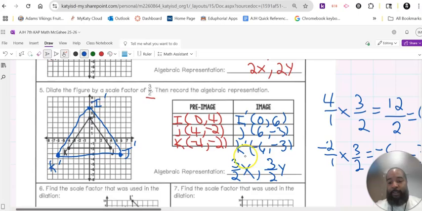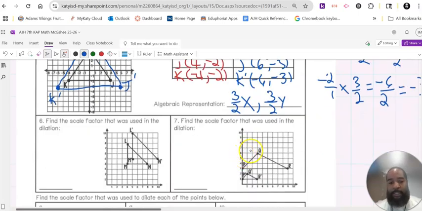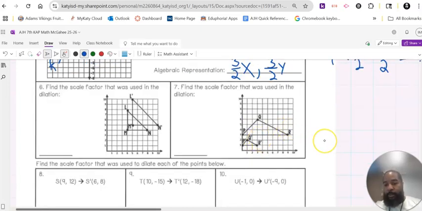Okay, so moving on. And we're almost done with this lesson, so if this is making sense, great. If not, remember, you can always pause and rewind. If you're still not getting it, send me a message, ask to come to tutorials or advisory, okay? So find the scale factor that was used in the dilation. We are on to number 6 now.